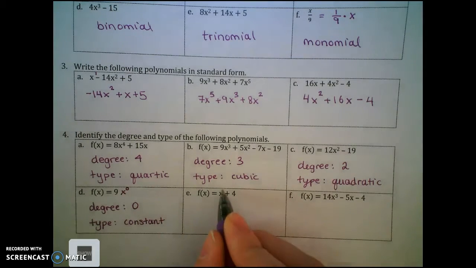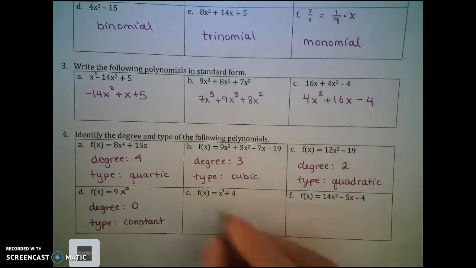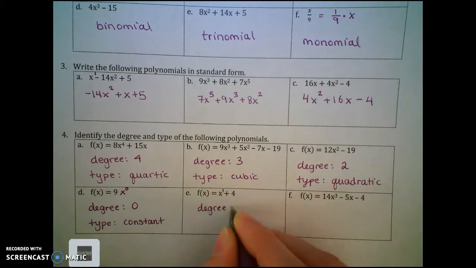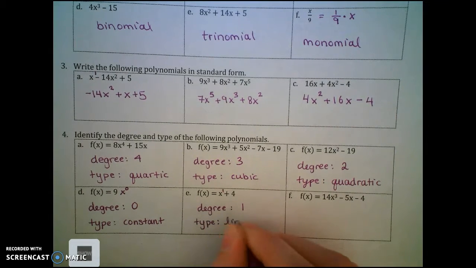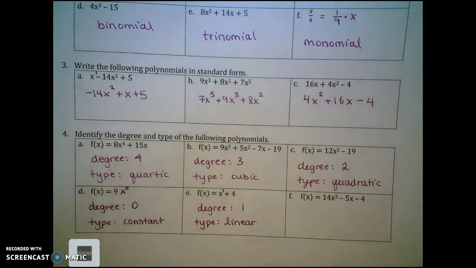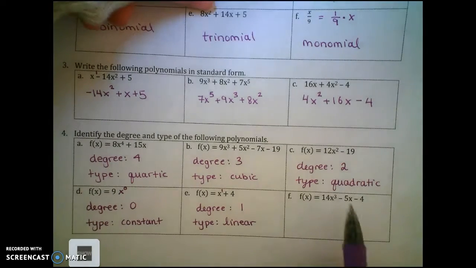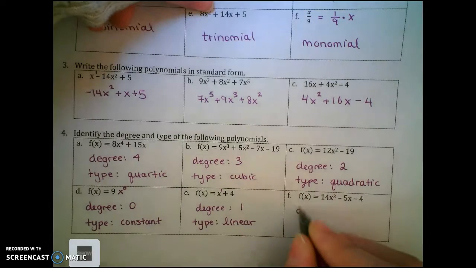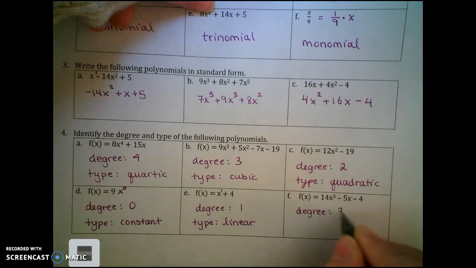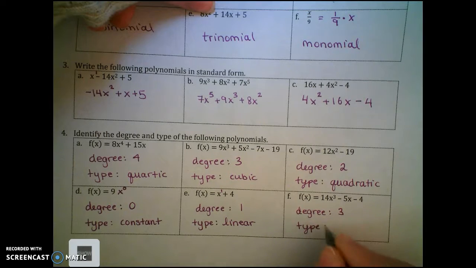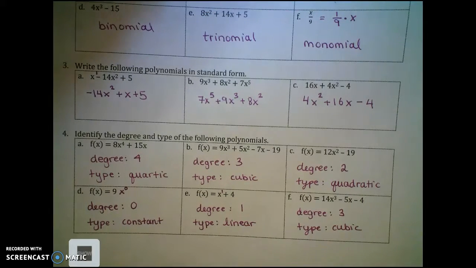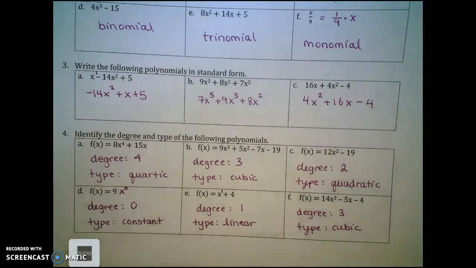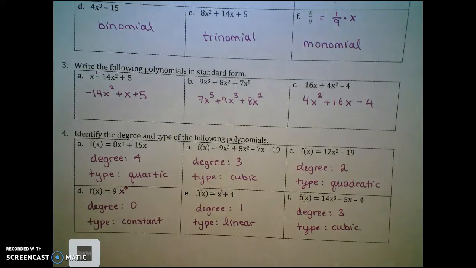For e, my highest exponent is my invisible exponent of 1. So my degree is 1. And my type here is linear. Remember, invisible exponent has a degree of 1, and the type is linear. Last, I have a highest exponent of 3, so my degree is 3, and my type, again, is cubic. So degree is based on the highest exponent, type is based on that degree, and we only need to know the names up through a 4th degree polynomial.